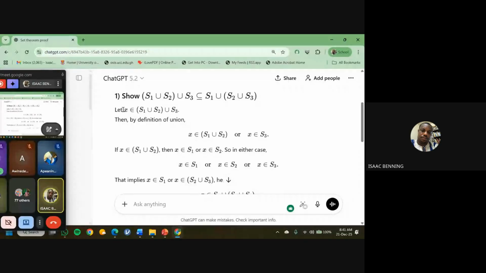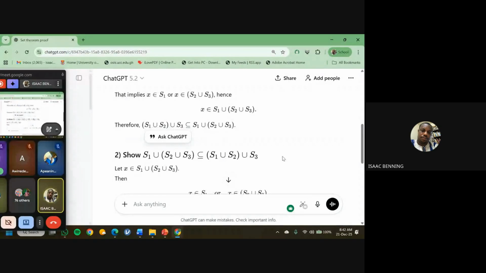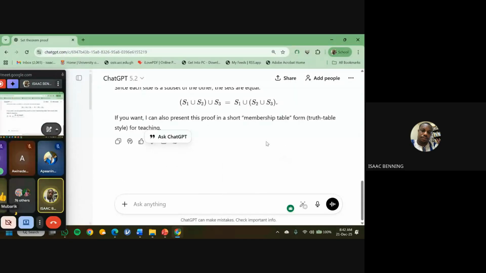So we choose an arbitrary element X. We say let X be in this set. Then by definition, X is a member of this or X is a member of that. If X is a member of this, then X is a member of that, and X is a member of that. So it follows until it is.